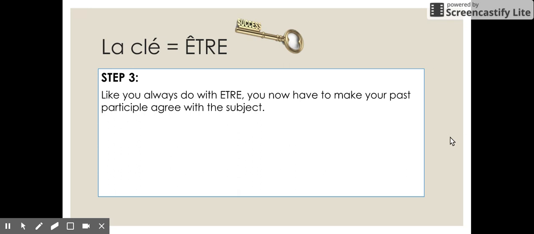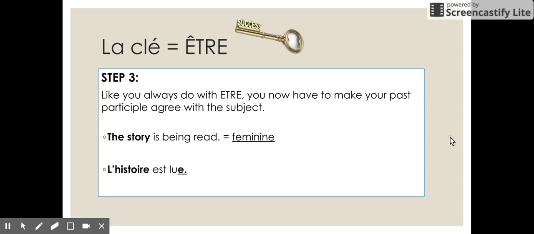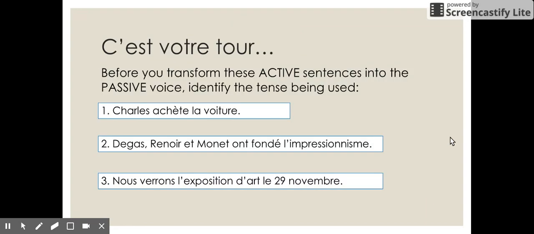Lastly, for step 3, like you always do with the verb être, you now have to make your past participle agree with the subject. The story is being read. The story is feminine. So l'histoire est lue. We took our past participle lu. We added an e to make it agree with l'histoire. We would do the same thing if it were plural. We would add an s. And if it were feminine plural, we would add es. So we always make that past participle agree.